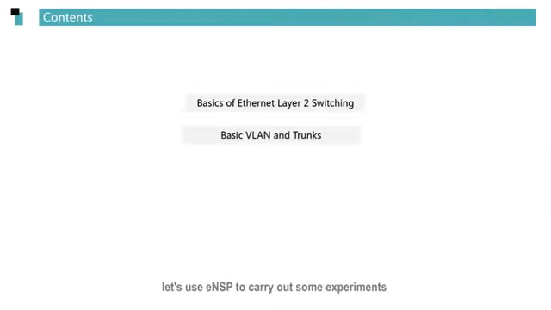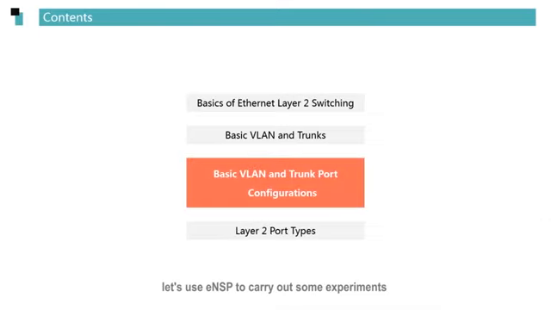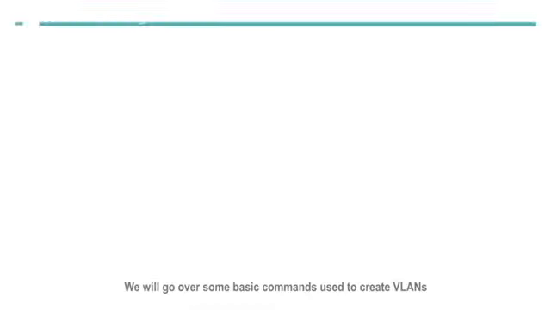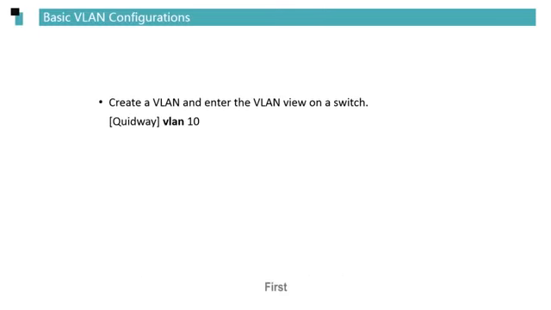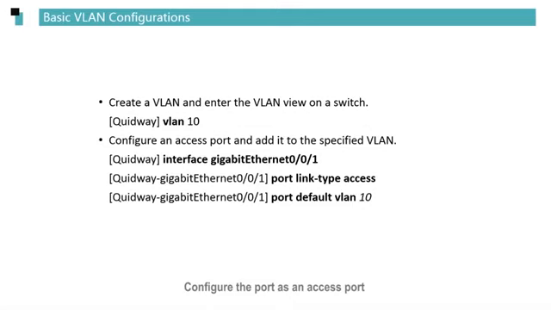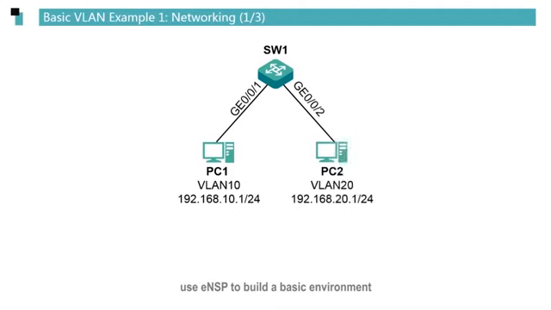Next, let's use eNSP to carry out some experiments on basic VLAN and trunk configurations. We will go over some basic commands used to create VLANs. First, let's create a VLAN on the switch and enter the VLAN view. Configure the port as an access port and add it to a specified VLAN. First, use eNSP to build a basic environment. Add two S5700 switches. Connect each switch to two PCs.